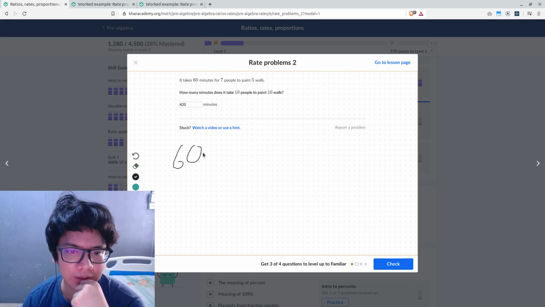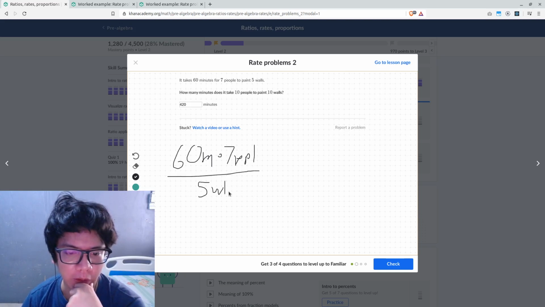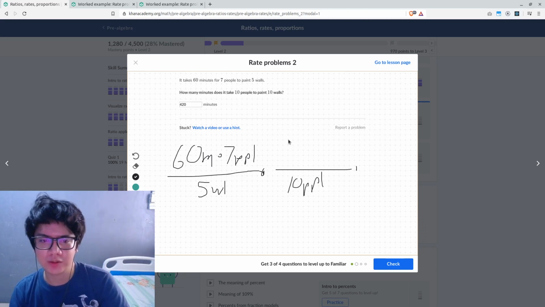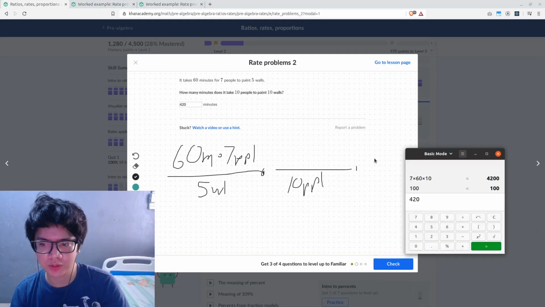So 60 minutes and 7 people over 5 walls. Then we want to cancel out. We want to get the minutes, right? So we have 10 people here. And what measurement do you use? 10 people, 10 walls. What? Is it supposed to be like that? I don't know. It's insanely hard.